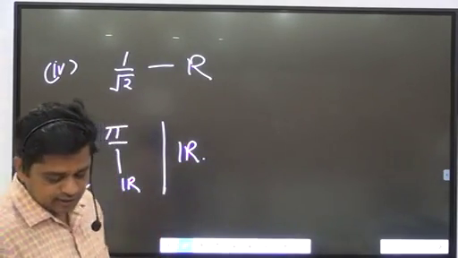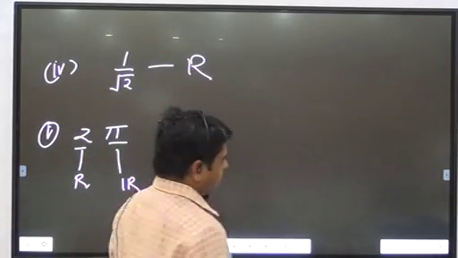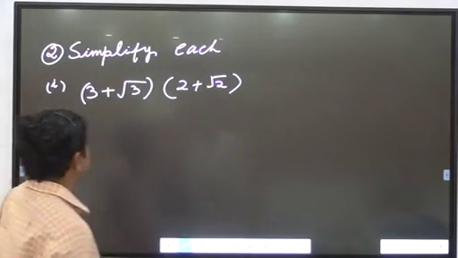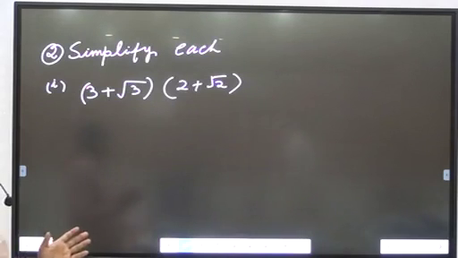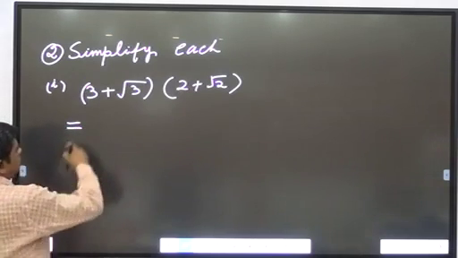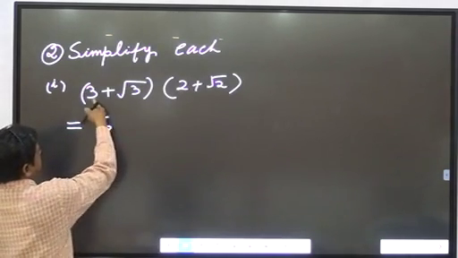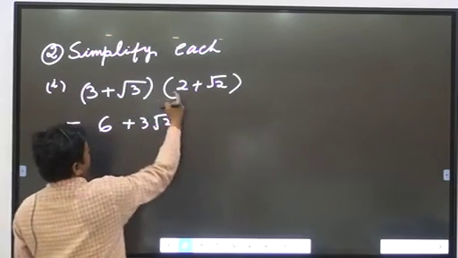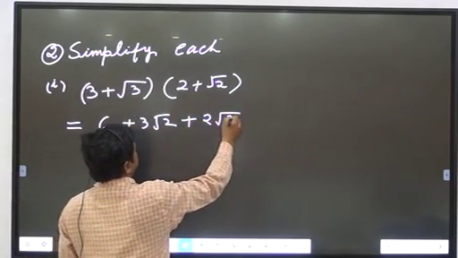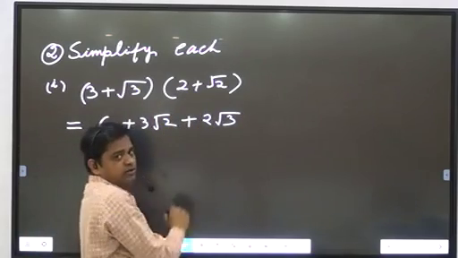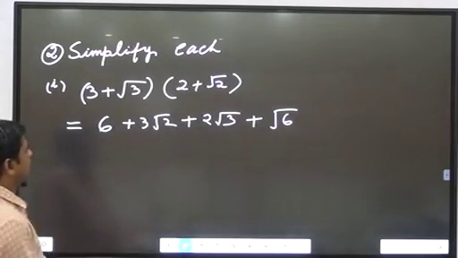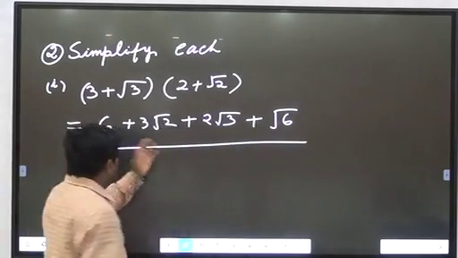And the next question is to simplify the following expressions. Simplify each: 3 plus under root 3 and 2 plus under root 2. We apply multiplication using the distribution law. 3 multiplied by 2 is 6, and 3 multiplied by under root 2 is 3 under root 2, then under root 3 times 2 is 2 under root 3, and under root 3 multiplied by under root 2 is under root 6. This is the final multiplication.